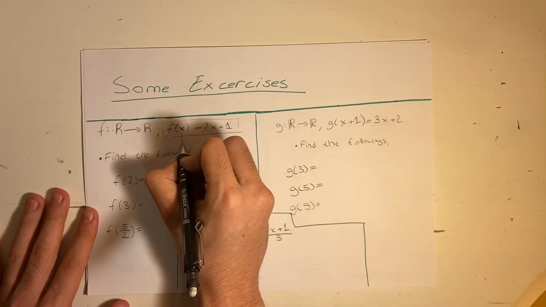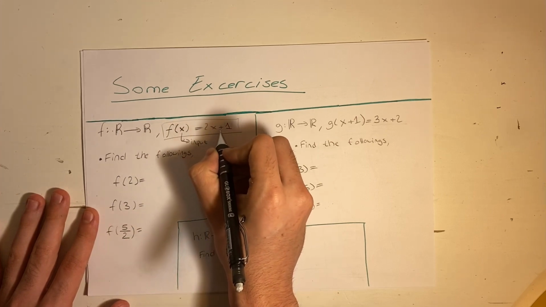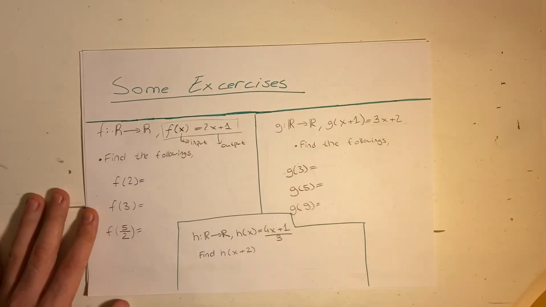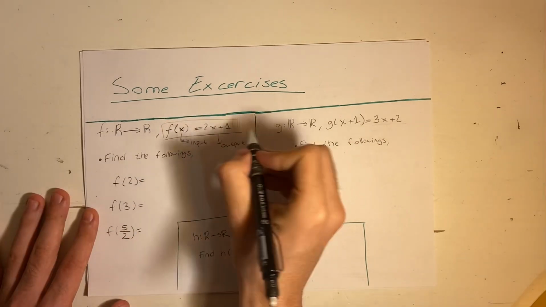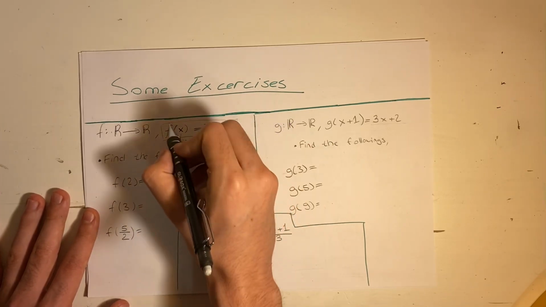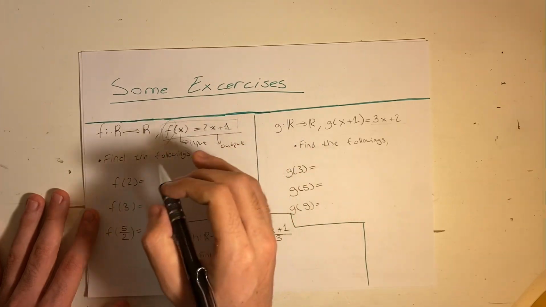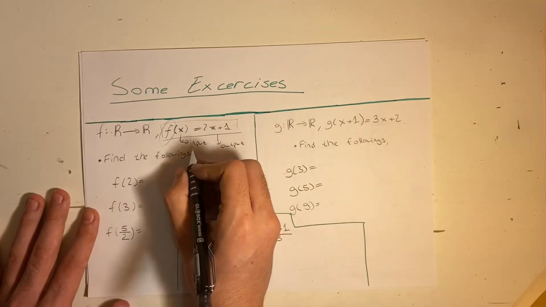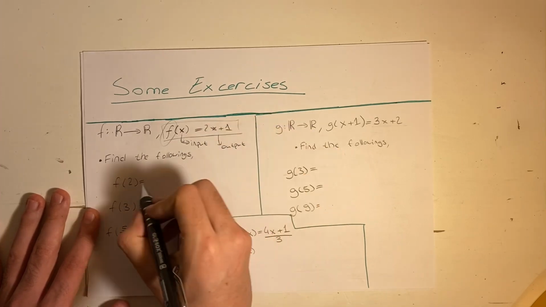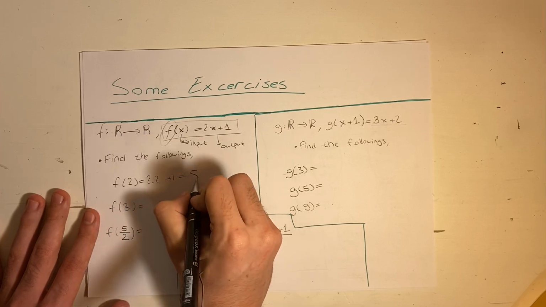So x here is the input, and 2x plus 1 is the output. Anything you put as x would give you 2x plus 1. This is the symbol of a function. You can write g, h, it doesn't matter at all. If you put 2 as input, you would get 2 times 2 plus 1, which is 5.